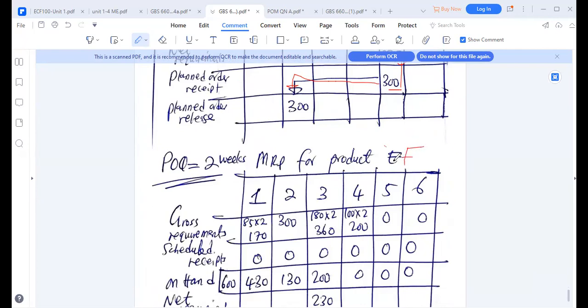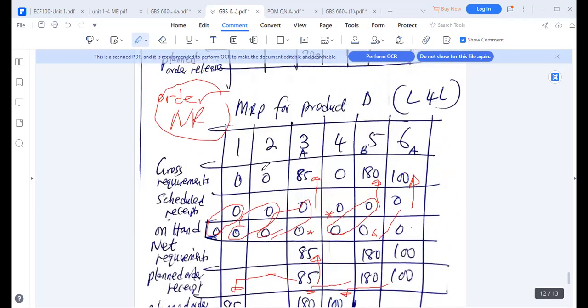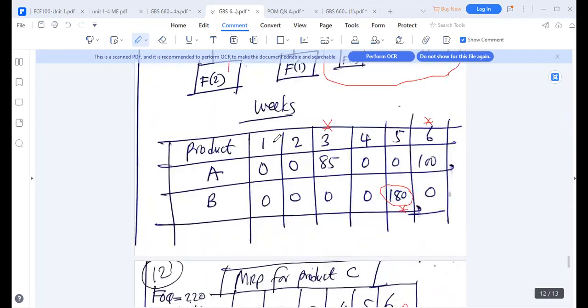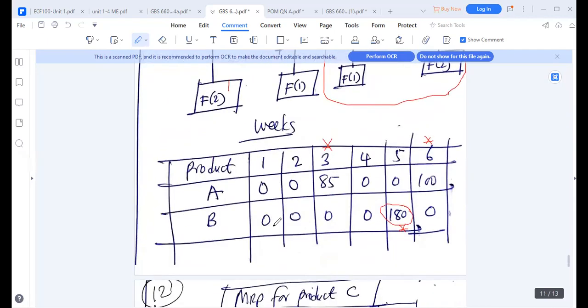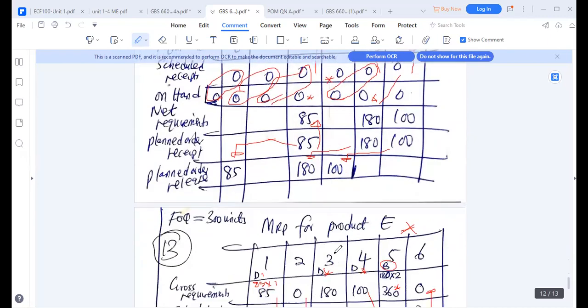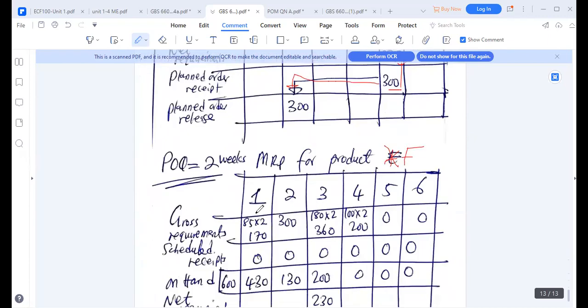The E has been prepared. This is the MRP for F, so we have 1, 2, 3, 4, 5, 6. For the gross requirements, we have 85 by 2, which is 170. We check where it's coming from. It's coming from D, so we go to the structure, F from D by 2. So this is coming from D, this is also coming from D, this is also coming from D, and this is from D by 2.